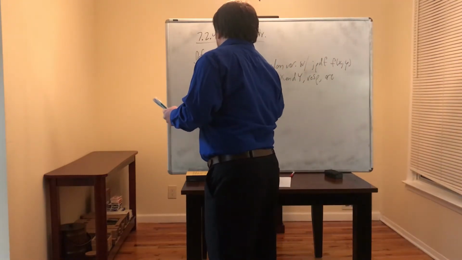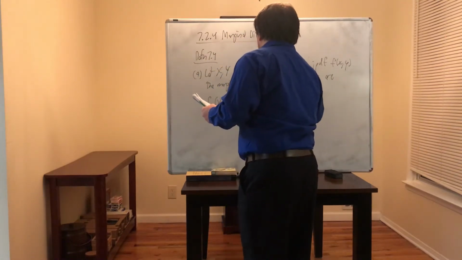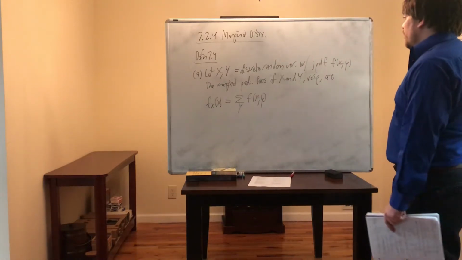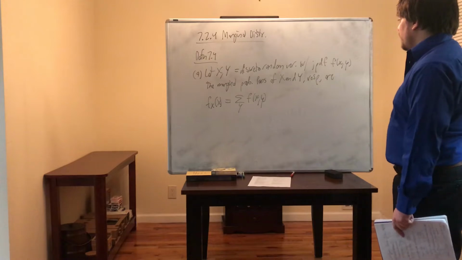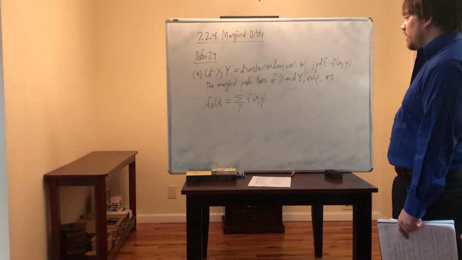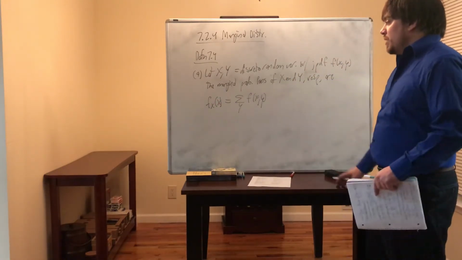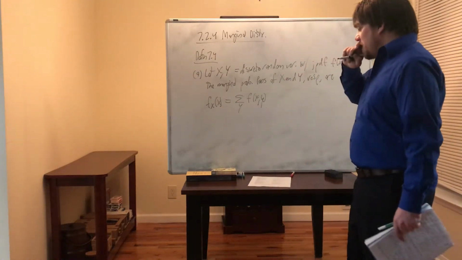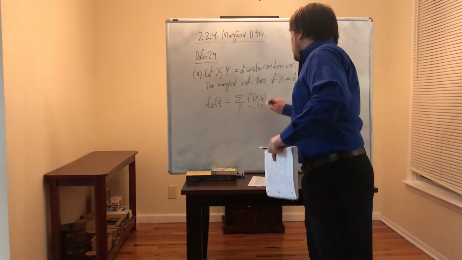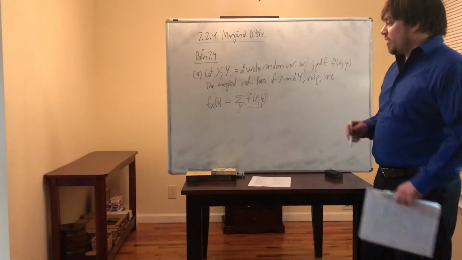f sub x of x is equal to the sum over y of f of x comma y. So if x and y are discrete random variables with joint probability density function f of x comma y, then the marginal probability functions of x and y respectively are this. f sub x of x is equal to that. And what that means is that you're taking the values of f of x comma y, and for some fixed x, you're summing them up over all possible values of y.